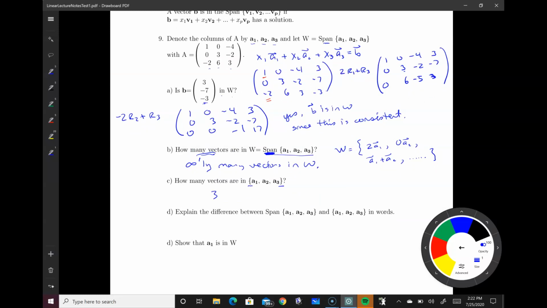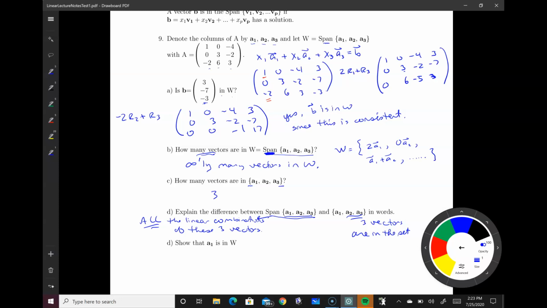So explain this difference between this. The span of these vectors is a way of saying all the linear combinations of these 3 vectors. This is saying 3 vectors are in the set. So this gives you the linear combinations, all the different ways you could add and subtract combinations of those 3 vectors.